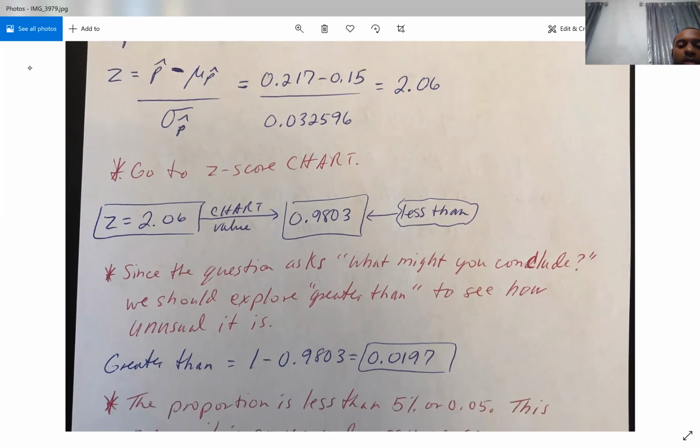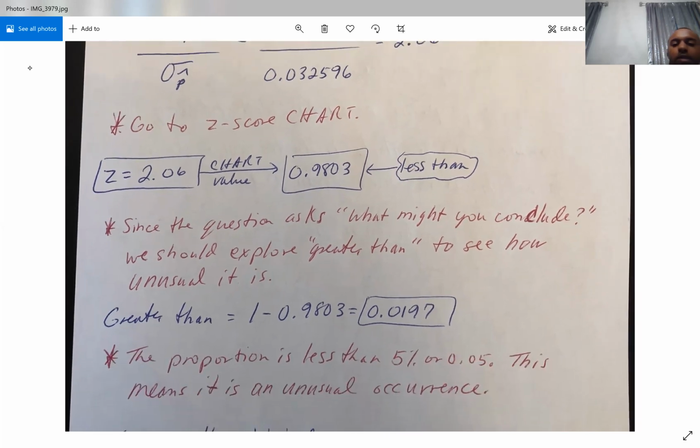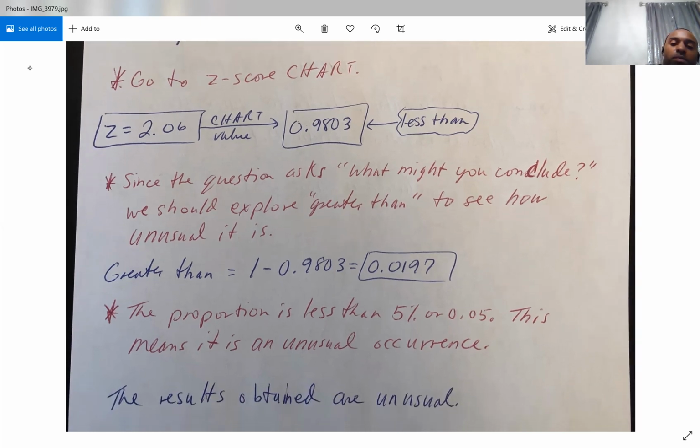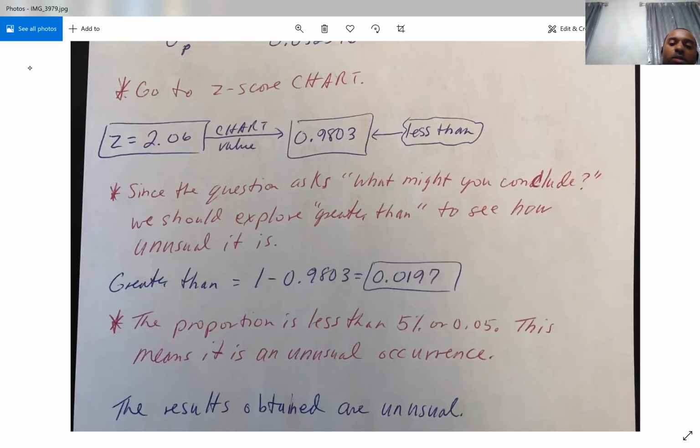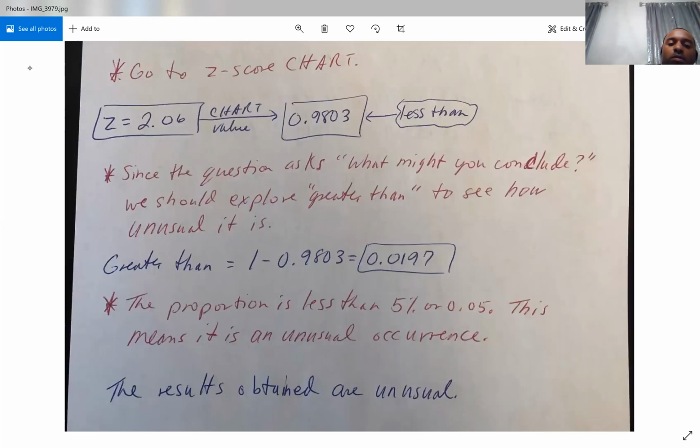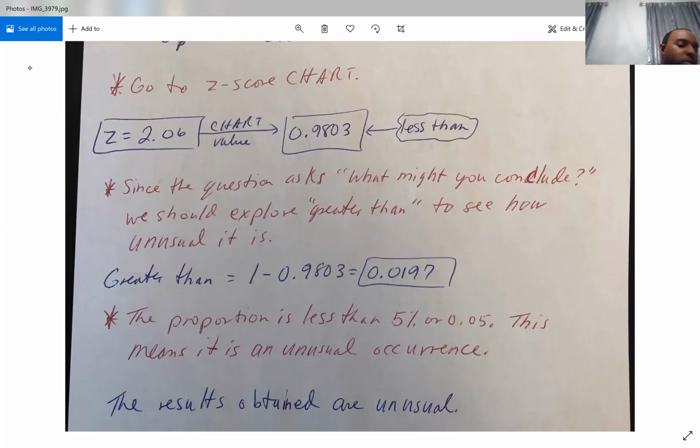All right. So the proportion, once again, we're comparing it to 5%, 0.05. The proportion is less than that 5%. This means it is an unusual occurrence. The results obtained are unusual, and that is our conclusion.